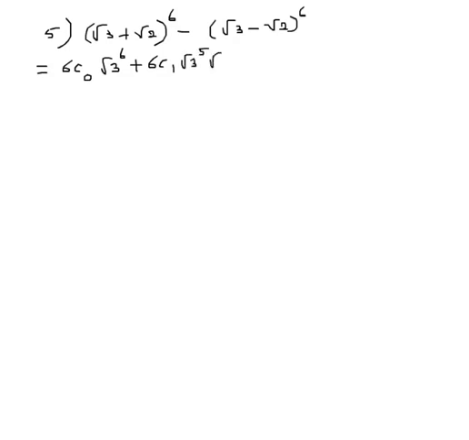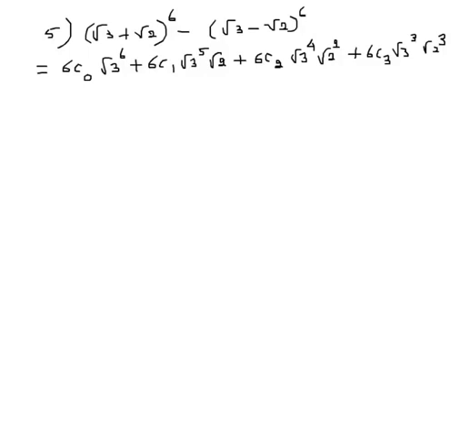Now question number 5. Evaluate (root 3 plus root 2) whole raised to 6 minus (root 3 minus root 2) whole raised to 6. Let us write the expansions for these two. First expansion is 6C0 root 3 raised to 6 plus 6C1 root 3 raised to 5 times root 2. The next terms are 6C2 root 3 raised to 4 root 2 square and 6C3 root 3 raised to 3 root 2 cube.